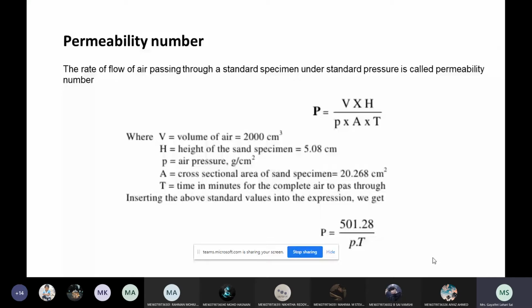So the rate of flow of air passing through the standard specimen under standard pressure is called the permeability number, right? So all of you please make a note of this formula: P is equal to 501.28 by P into T.